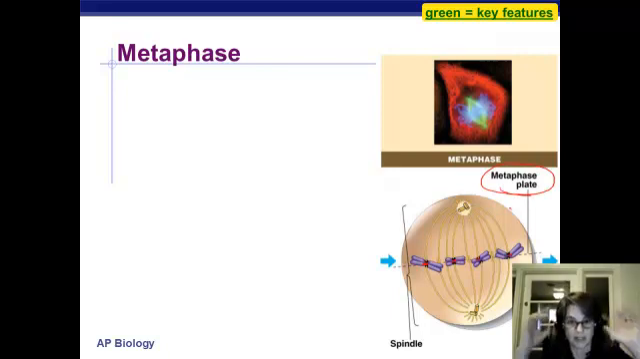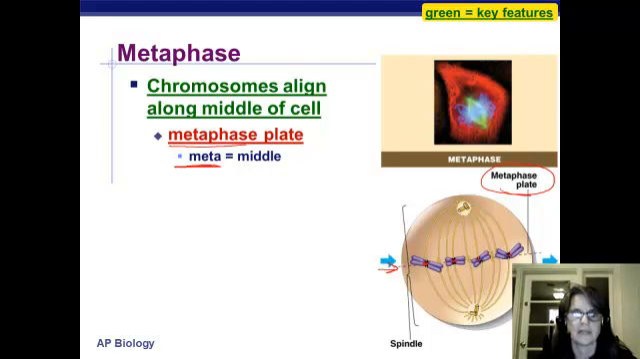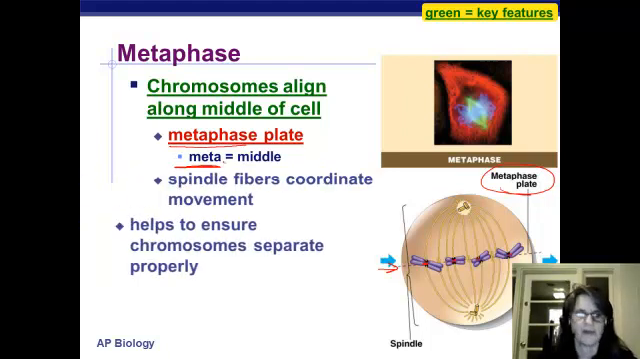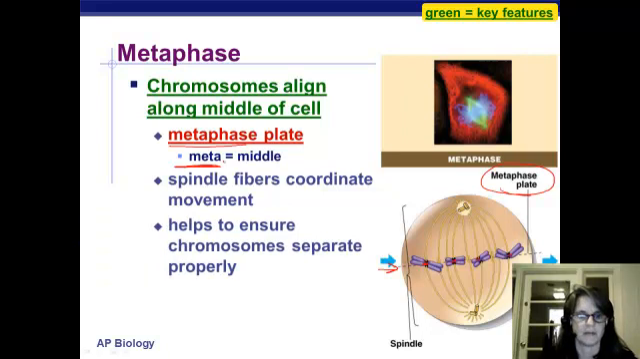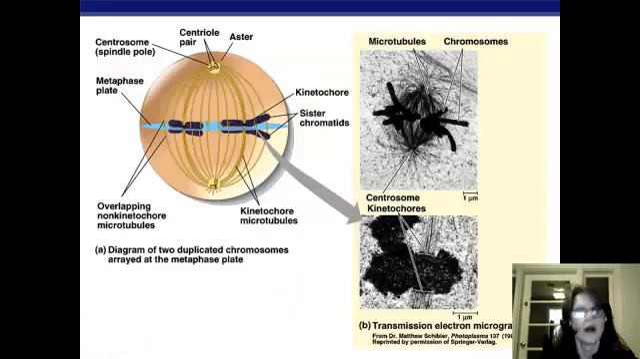It's kind of an imaginary line, but it's right along the center of the cell. Okay, so that is very important. They are precisely aligning during metaphase along the center of the cell, along a place called the metaphase, meta means middle, metaphase plate. The spindle fibers make sure they are aligned properly.